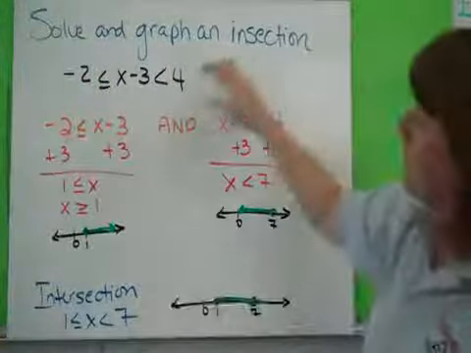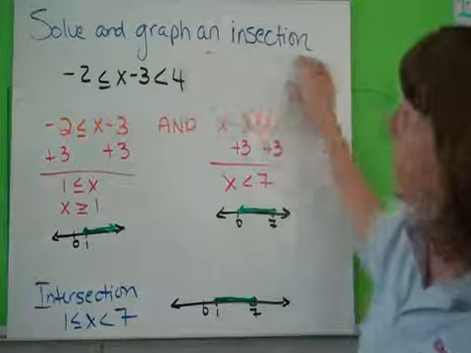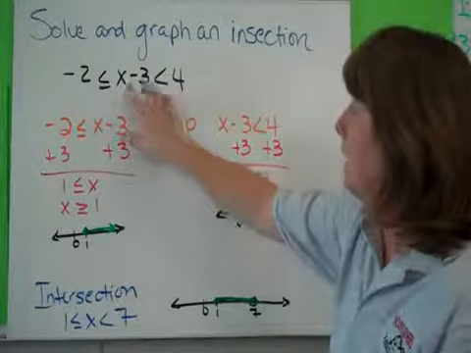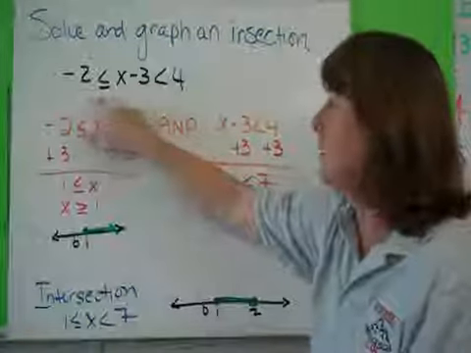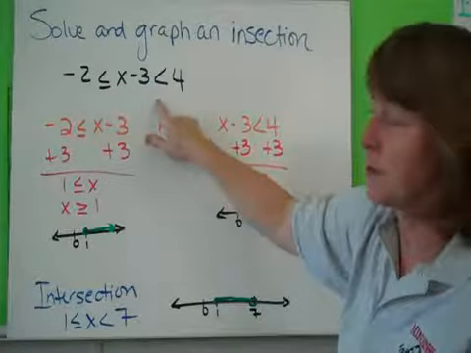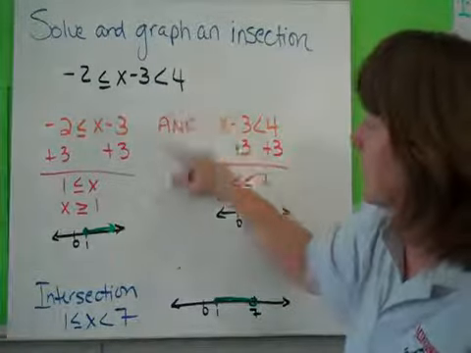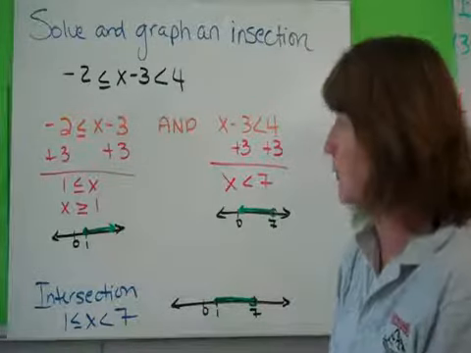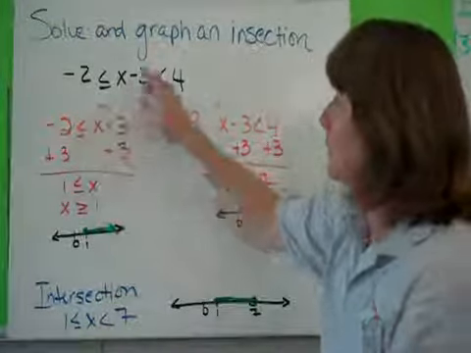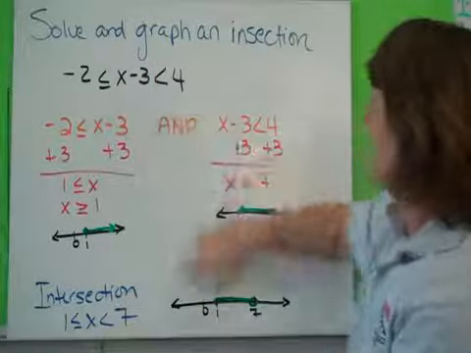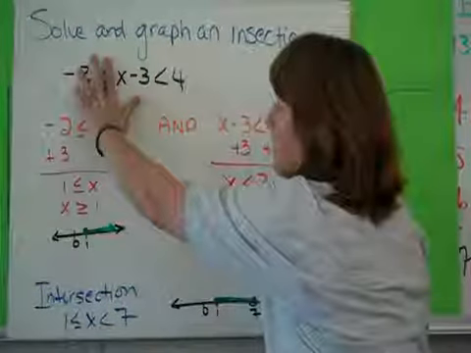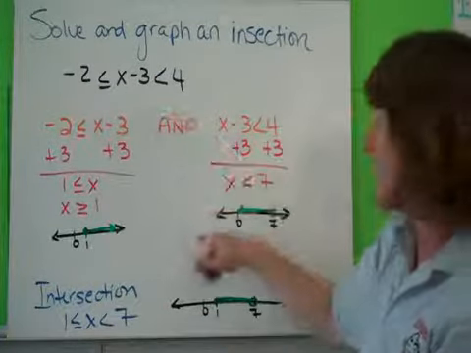You can also get problems like this. Solve and graph an intersection. And you have negative 2 is less than or equal to x minus 3, which is less than 4. Break it into two inequalities. We have this one, which is this part of the inequality. Then you have this one, which is this part of the inequality. Solve both of them out.